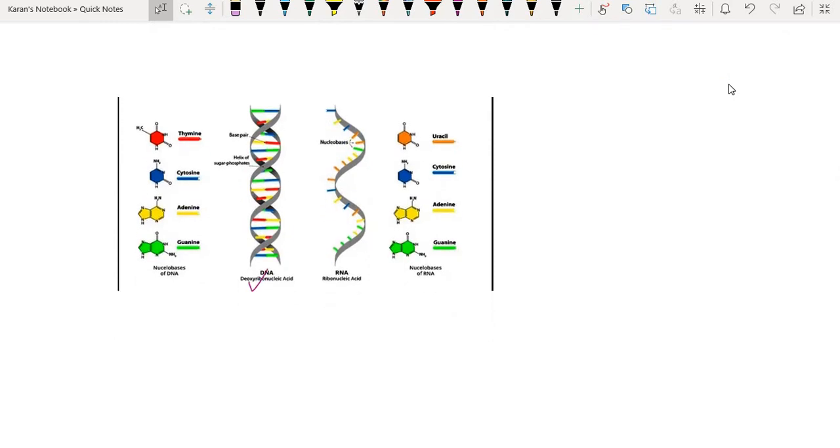So here we can see the difference between the DNA and RNA. DNA is double stranded and RNA is generally single stranded. And in place of thymine, the nitrogenous base inside the DNA, in case of RNA there is uracil. Now in the next diagram, let me open that.